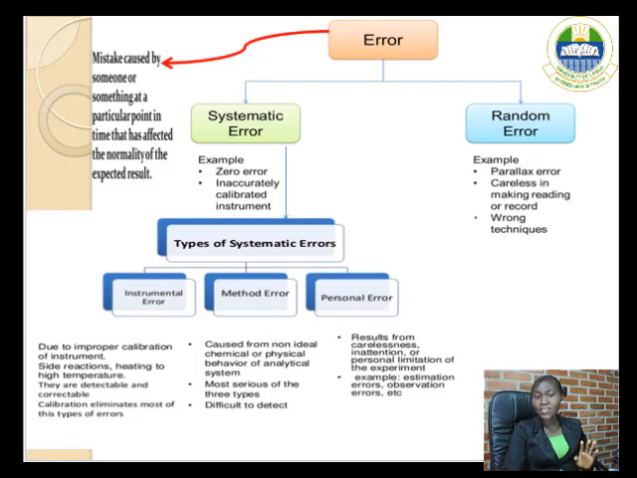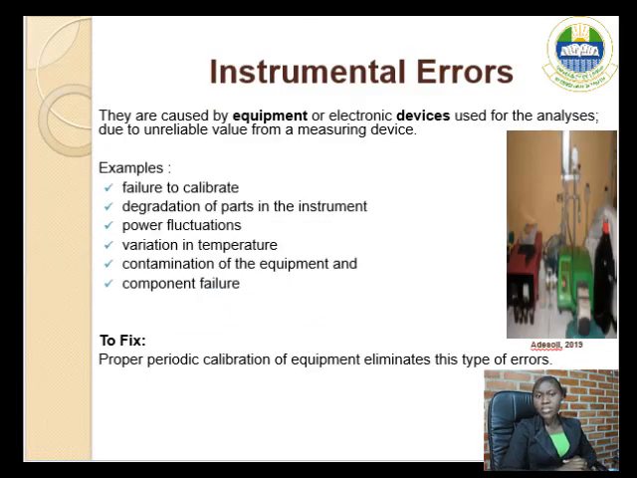Now, let's take a look at the instrumental errors. Instrumental errors are errors caused by the equipment or electronic devices used for the analysis. It could be due to unreliable value from a measuring device. For instance, this picture is talking about the adsorption machine. It could be as a result of wear and tear of any part of this instrument. It can cause an instrumental error.